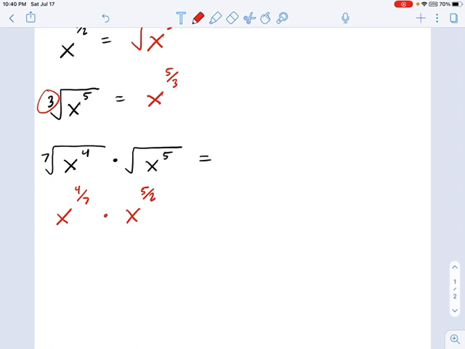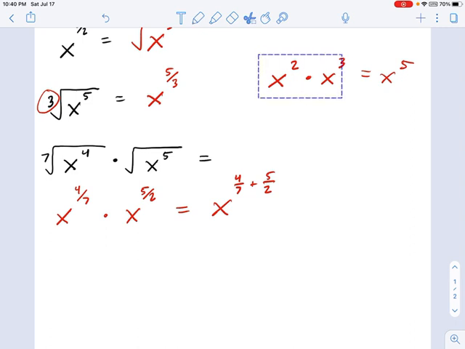Okay. Now, if you remember how exponents work in mathematical operations, you remember that when you multiply two things together, like, I'll use a simpler example, x squared times x cubed, what's that? You should say x to the 5th, right? You add up the exponents. So we're going to add up these exponents. We're going to say this is 4/7 plus 5 halves.